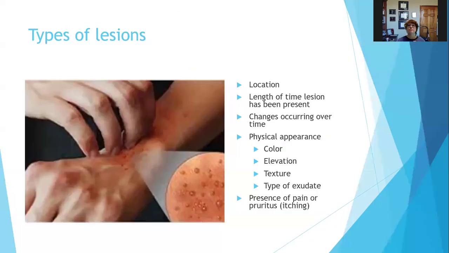The types of lesions are described by the location. That makes sense, right? And the length of time the lesion has been present. So it just started, or it's been there for a week, or a month, or a year. We're going to describe the changes occurring over time, and the physical appearance of the lesion, including the color, the elevation, so is it flat or is it elevated, the texture, the type of exudate, if any, and the presence of pain or pruritus, which is itching. Pruritus is the medical term for itching.